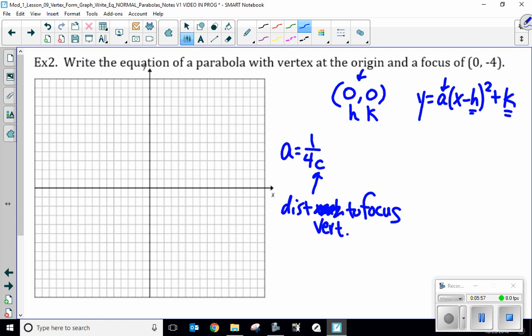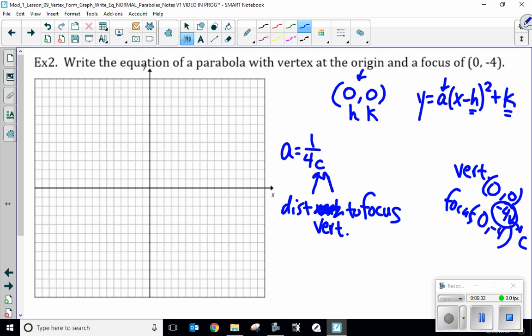Right? So all I've got to do is find that c value, and I can pretty much find the equation in vertex form, and I could really graph it if I wanted to. So let's do this. If my vertex is at 0, 0, and my focus is at 0, -4, how do I get from 0 to -4? I subtract 4. That's my c value. That's the distance. My focus is down 4, so I'm subtracting 4.